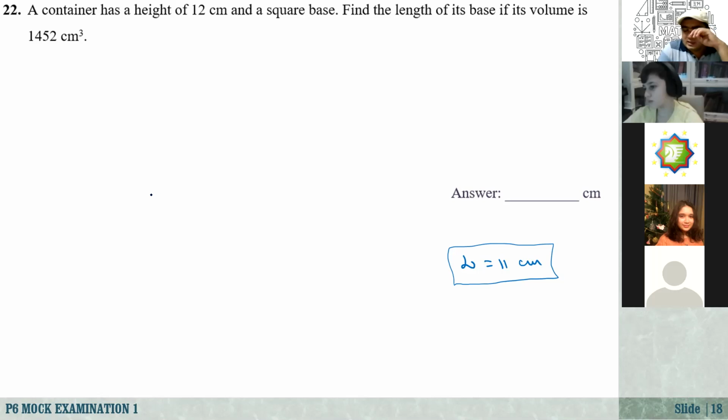So now, guys, in this kind of question, I suggest you draw a picture or figure, then try to solve it. A container has a height of 12 centimeters, right? So we are talking about a container. Let me just draw this here. That is our container.